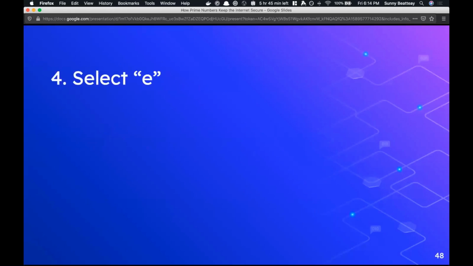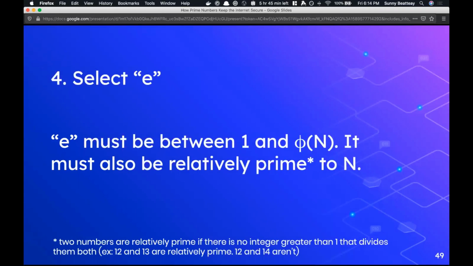So fourth step is selecting the value E. E, remember, is the second half of our public key. We can't just select any random number to be E. There is some criteria. The criteria for E is that it has to be between 1 and the totient of N. We just calculated the totient of N, so it has to be between 1 and 192. And E must also be relatively prime to the value N that we calculated earlier.